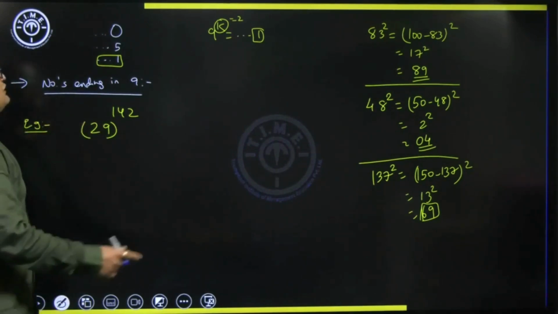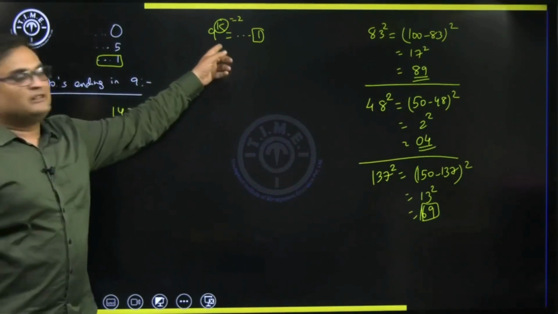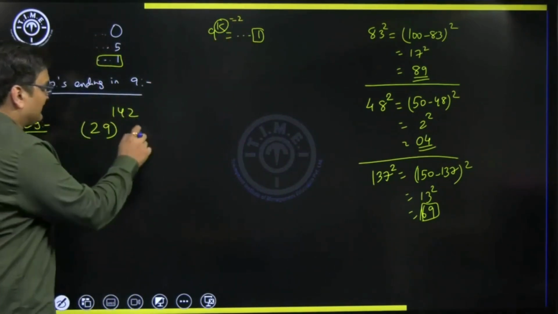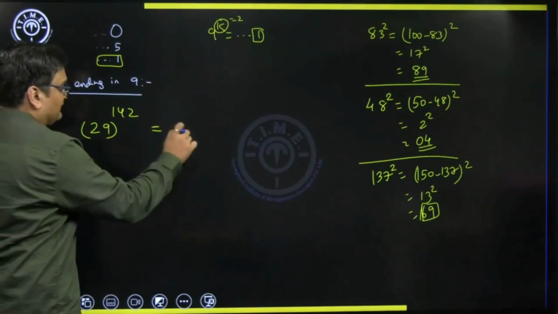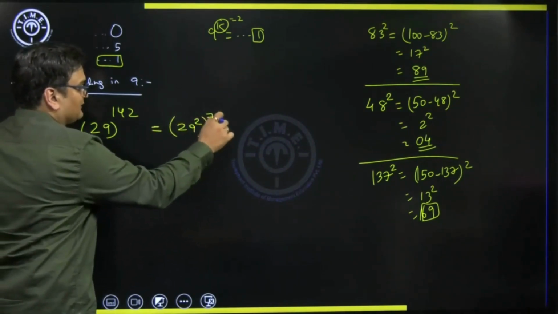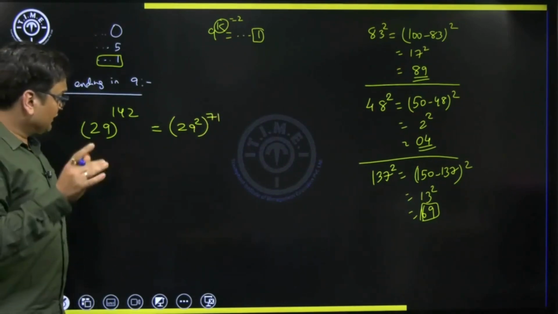Observe. I notice in case of 9, 1 will be obtained if you raise it to the power 2, 9 power 2. So what I will do is, I will write this power 142 as 29 square, so 142 is 2 into 71. I will be left with 71. Now listen.